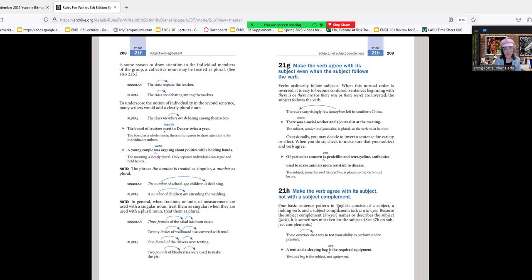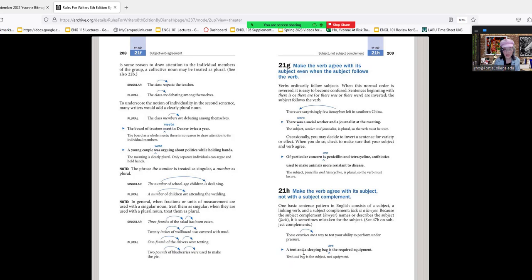One basic sentence pattern in English consists of a subject, a linking verb, and a subject complement. Jack is a lawyer. Because the subject complement, lawyer, names or describes the subject, Jack, it is sometimes mistaken for the subject. These exercises are a way to test your ability to perform under pressure. And so these exercises, that's the plural subject. The exercises takes the plural verb "are."